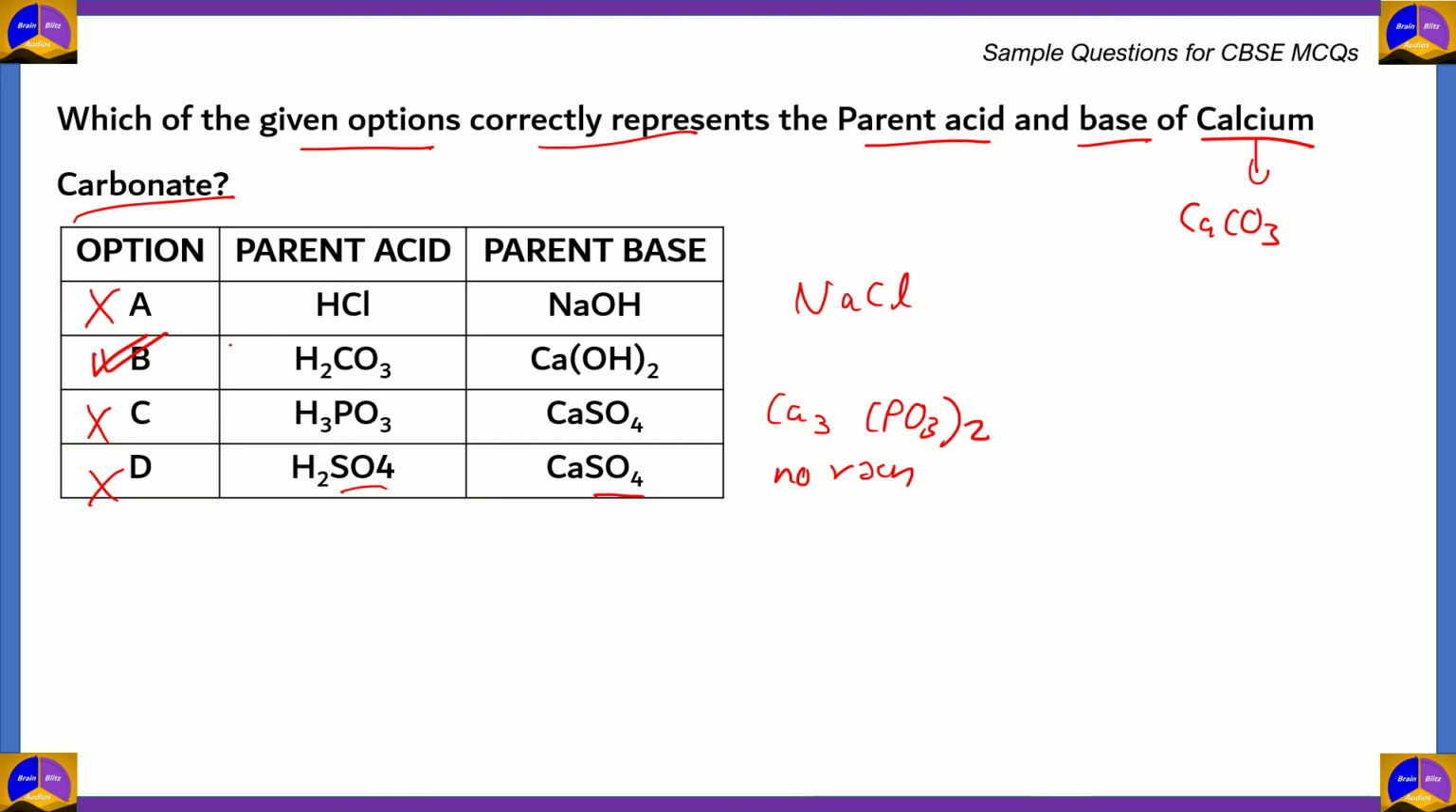The correct option here is option B, H2CO3 and Ca(OH)2. If you look at calcium carbonate, you can see that it's calcium and a carbonate ion. So the parent acid must have the carbonate ion, so H2CO3 is the only option given here. So therefore option B would be the correct option.